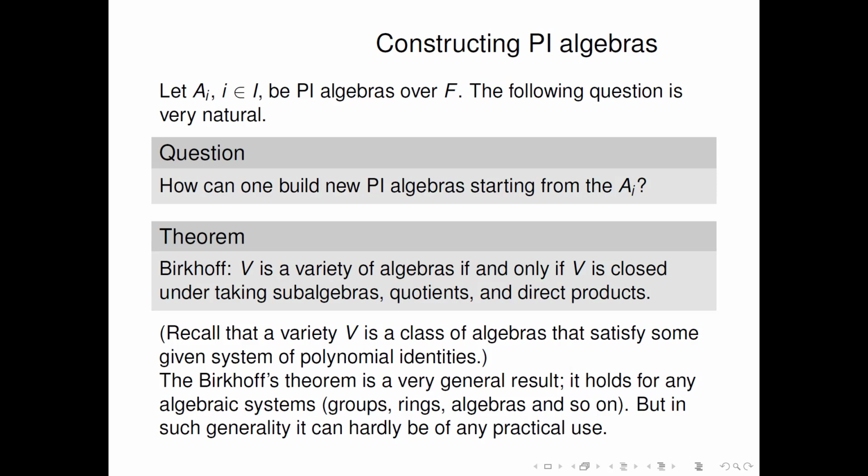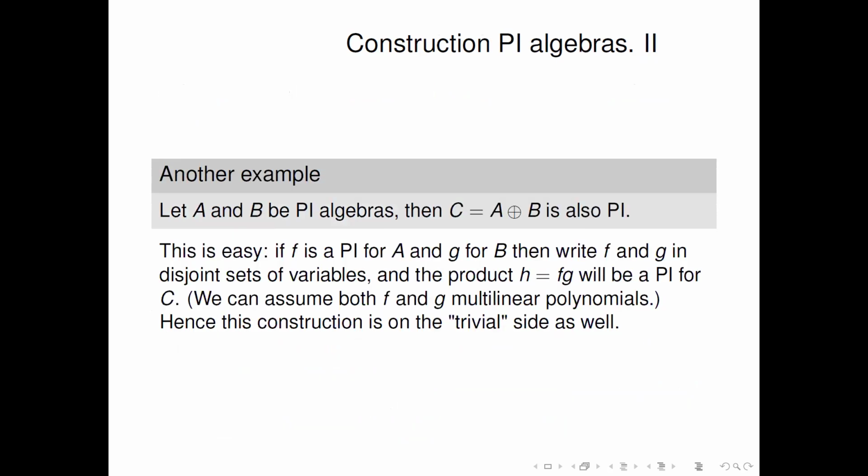But this theorem is rather general, so as a very general result, you can hardly expect some concrete applications. First example is the following. Take A and B PI, then their direct sum also satisfies polynomial identities. It is not difficult to see, since you can prove that, for example, if an algebra satisfies a polynomial identity, it must satisfy some multilinear polynomial identity.